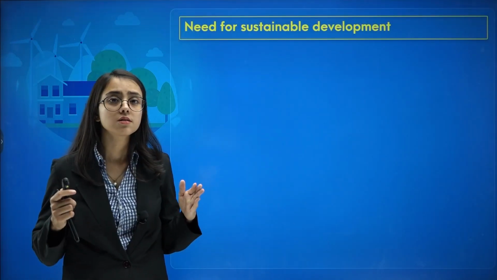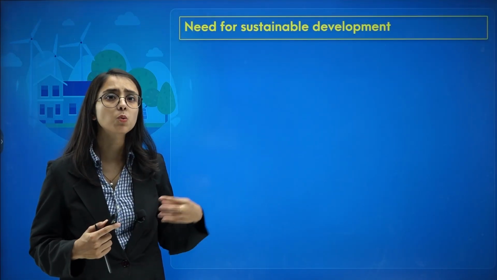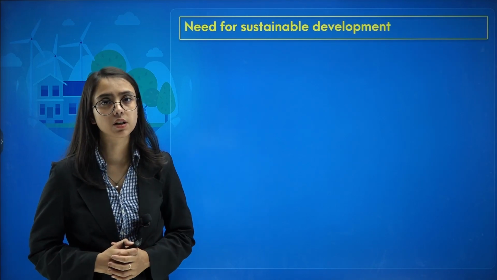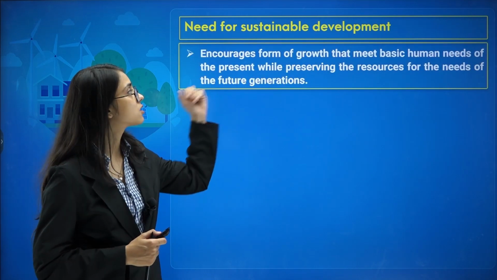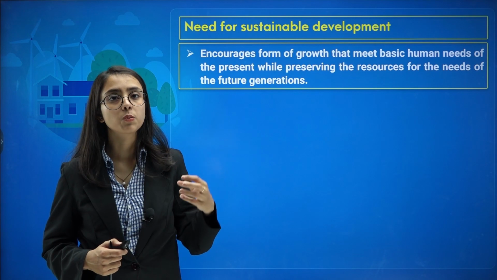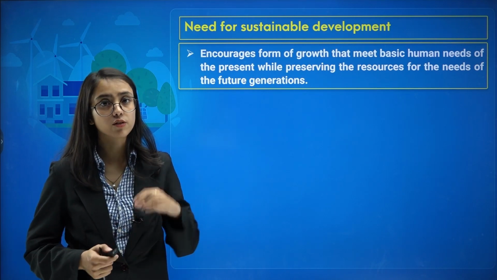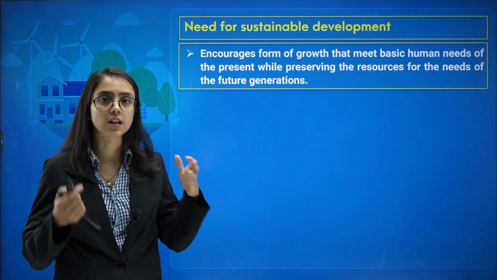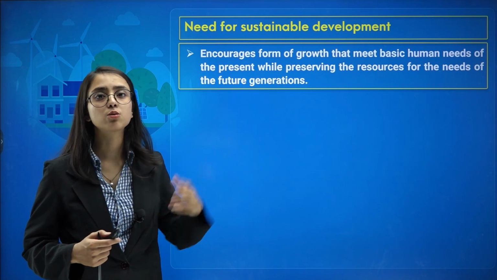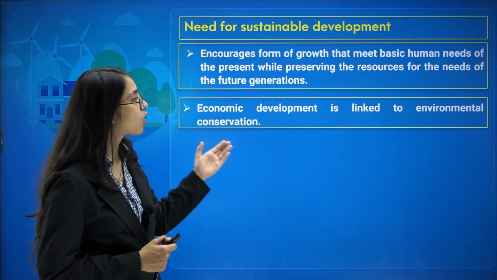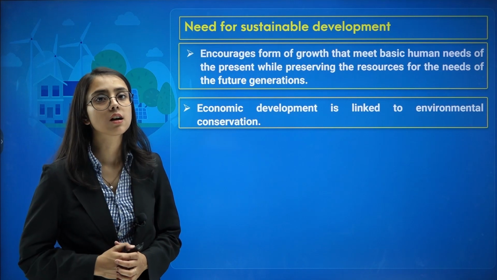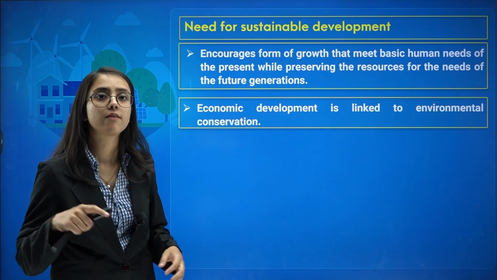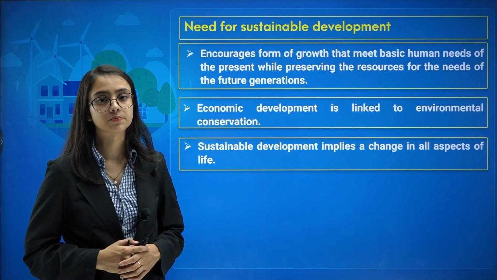Now, what is the need of sustainable development? We spoke about the basic principles and how we can do it, but why is there a need for sustainable development? This encourages growth to meet basic human needs and desires of the present life, while at the same time preserving the resources that we have in order to meet the needs of future generations to come. Economic development is linked to environmental conservation because all the natural resources result in value addition or economic welfare.